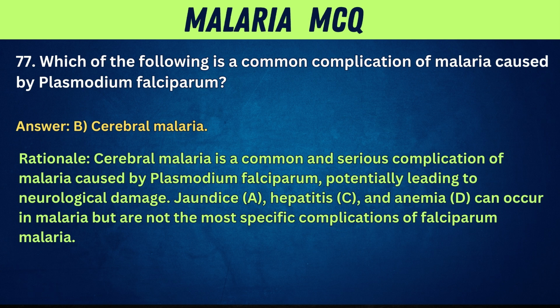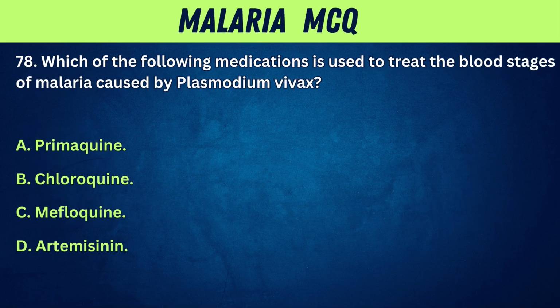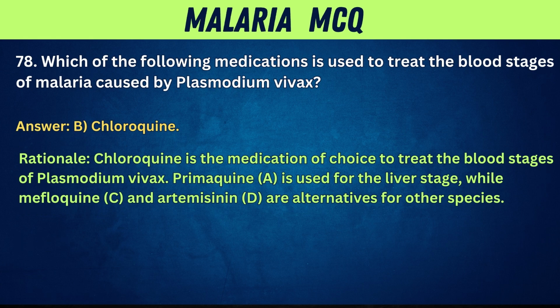Jaundice, A, hepatitis C, and anemia, D, can occur in malaria but are not the most specific complications of falciparum malaria. 78. Which of the following medications is used to treat the blood stages of malaria caused by Plasmodium vivax? A. Primaquine. B. Chloroquine. C. Mefloquine. D. Artemisinin. Answer: B.